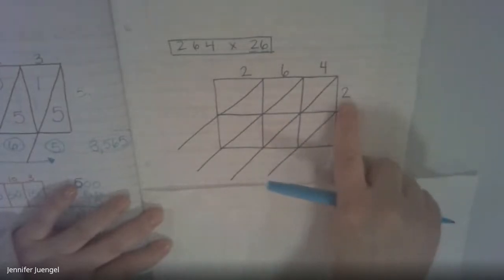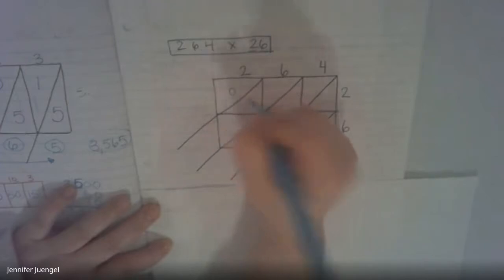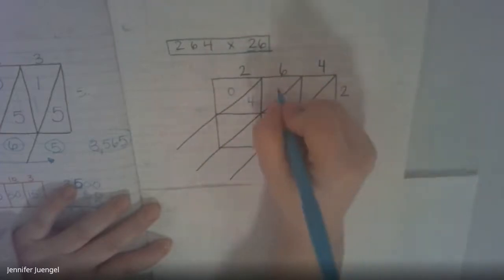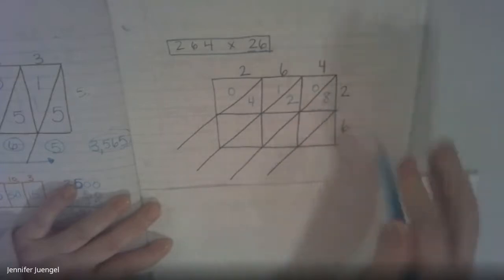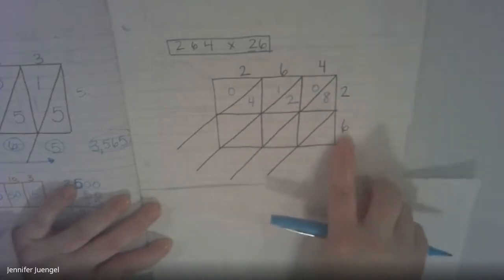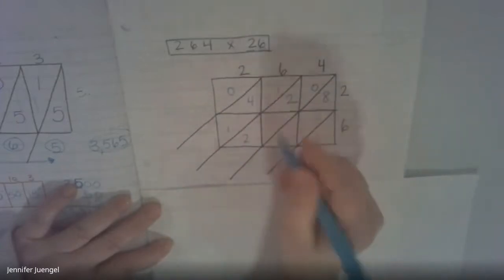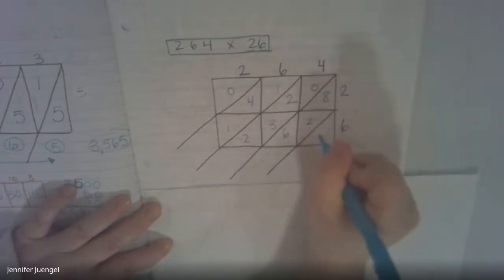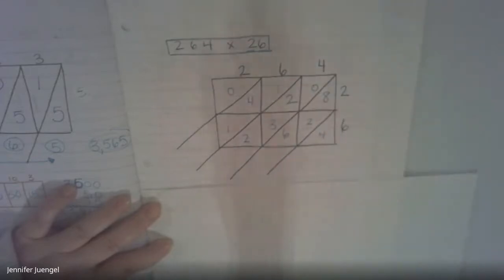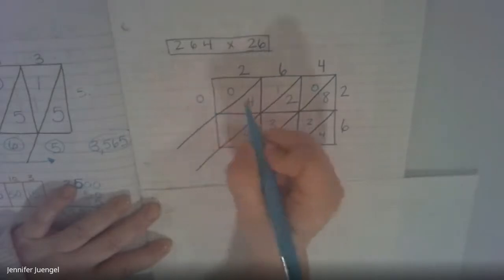You would do the tens place first. 2 times 2 is 4. 2 times 6 is 12. 2 times 4 is 8. And then you would do the same thing for the 6. 6 times 2 is 12. 6 times 6 is 36. 6 times 4 is 24. And then when you're done, you still do the addition and then you still put the product together. You just have lots more numbers to work with.